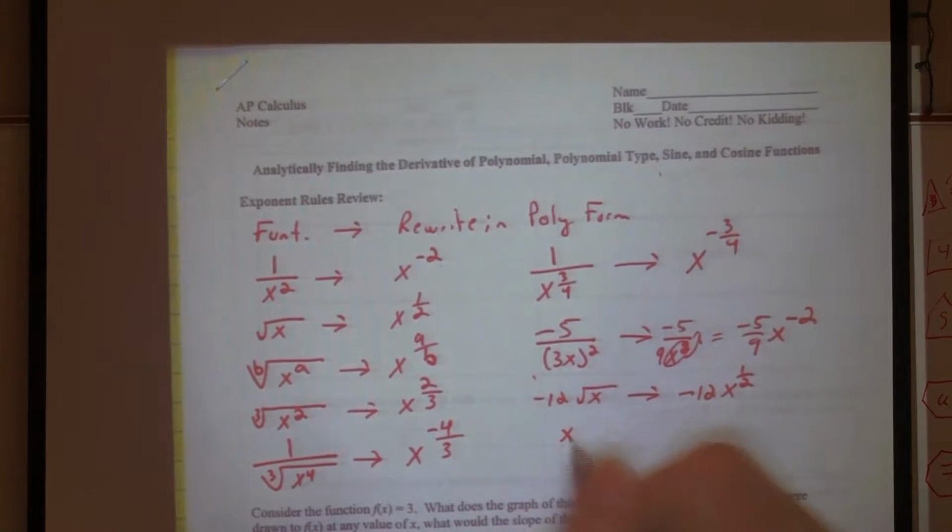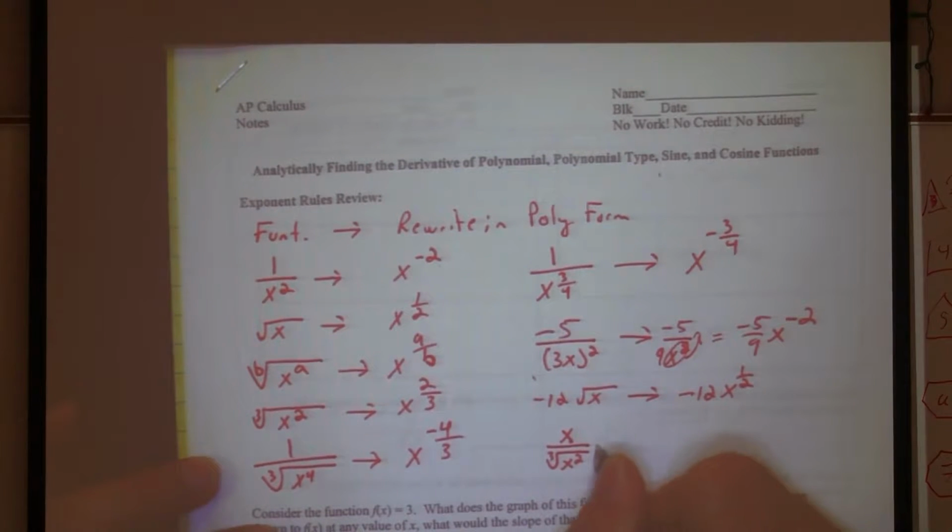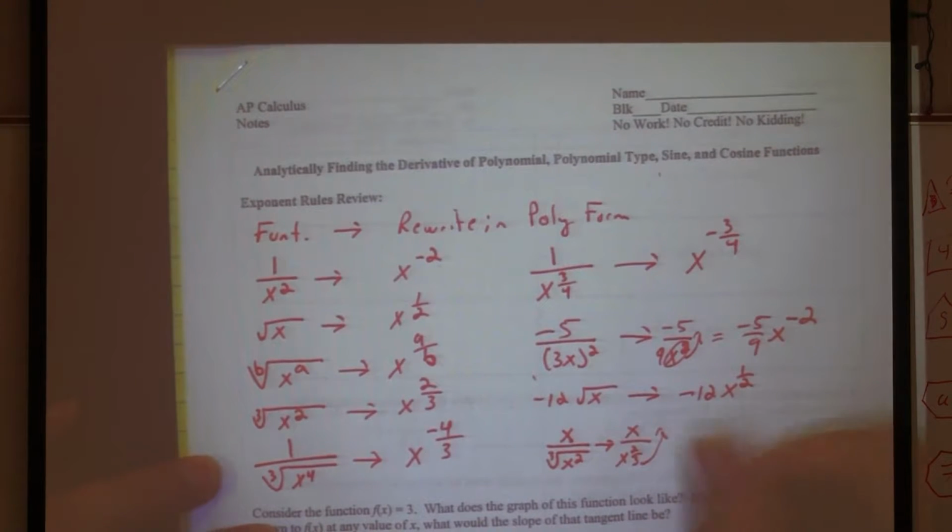X divided by the cube root of x squared. Let's do it step by step. What does the bottom change into? X to the 2 over 3. Okay, and then we send them up. So now we have x times x to the negative 2 over 3.